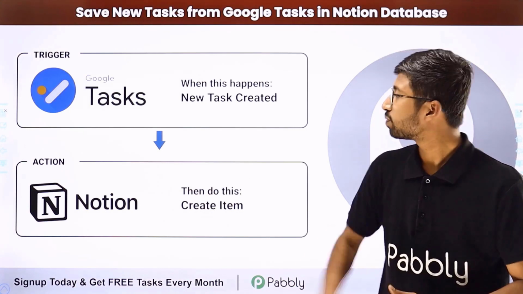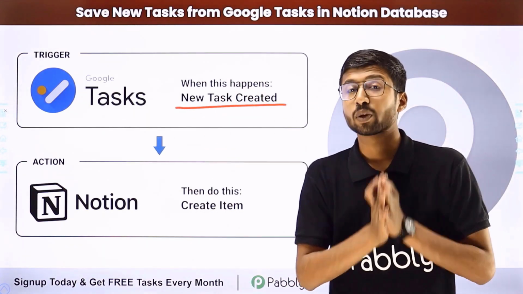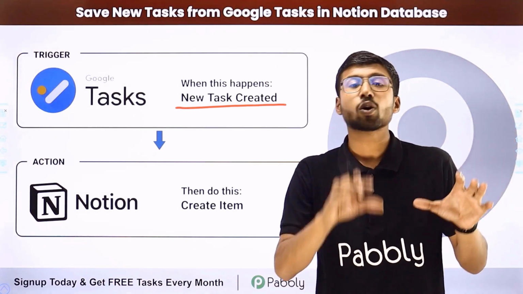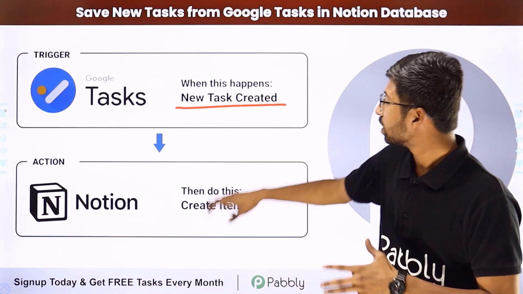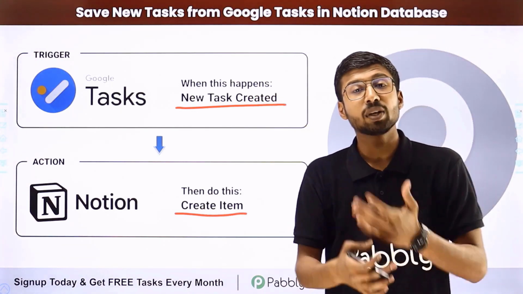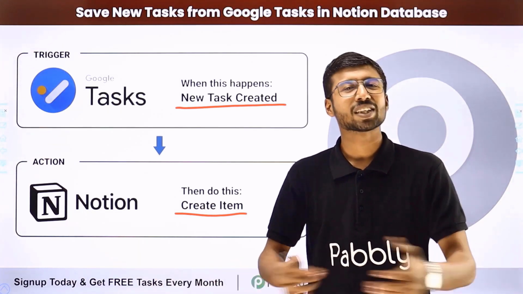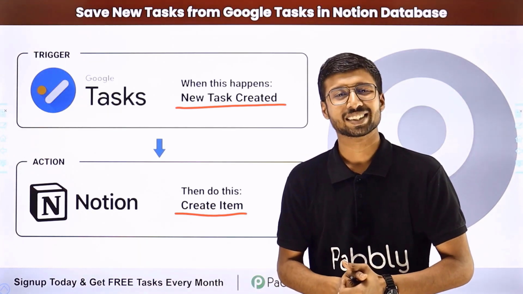So the trigger of this automation will be creating a new task in our Google Task account. So whenever a new task will be created in your Google Task account, this automation will start, and using this automation, a new item with the same task details which are created in Google Tasks will be added in our Notion database. Now how you can set up this automation? To know this, you have to come with me to my screen.